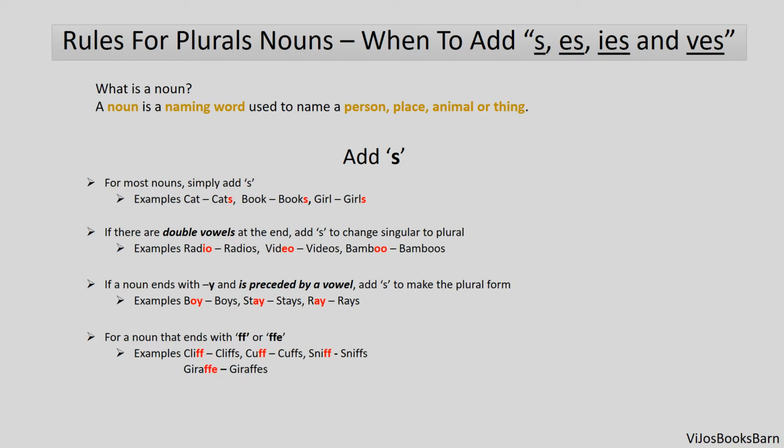The next rule is if there are double vowels at the end, that is, when a noun ends with two vowels, like in radio, video, bamboo. These words have two vowels at the end. Radio has I, O. Video has E, O. And bamboo has O, O. They have two vowels. So in that case, just add s.